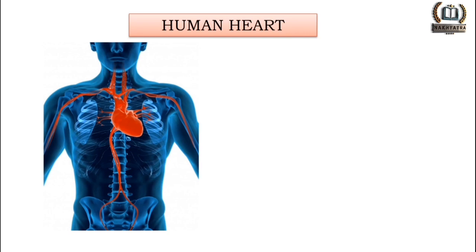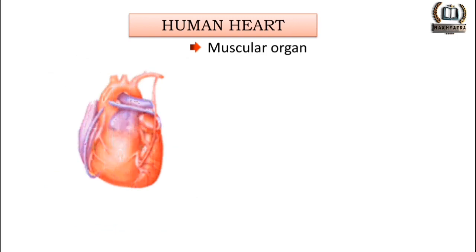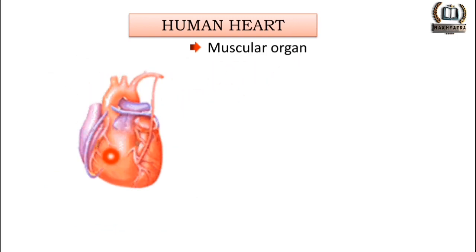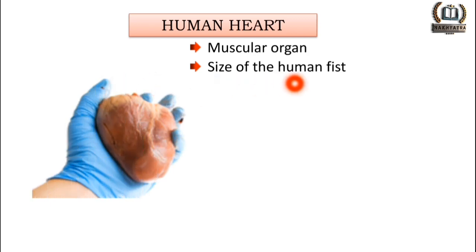Now let us see human heart. As you can see here, human heart is present in the left side of our chest cavity. Can you see here? So now let us see the features of human heart. It is muscular organ. So human heart to hoise eta muscular organ. Size of the human fist. So human heartor size to hoise amar hator muthir homan. Can you see the image here?